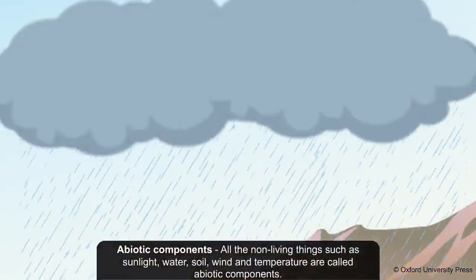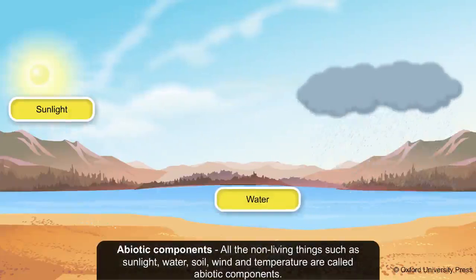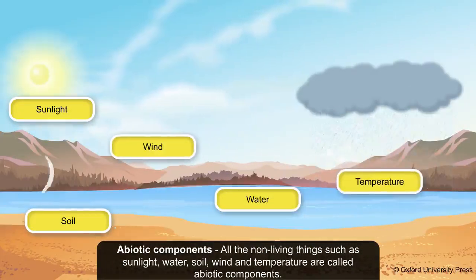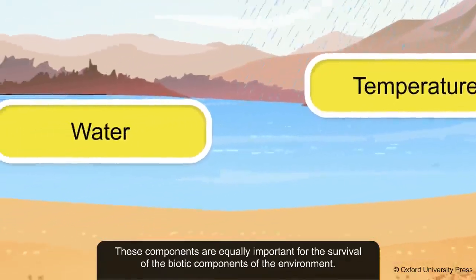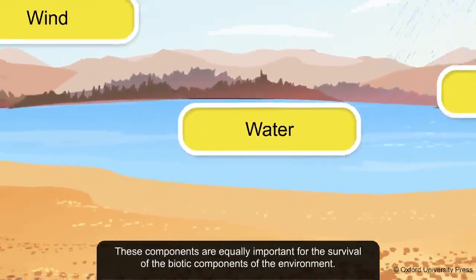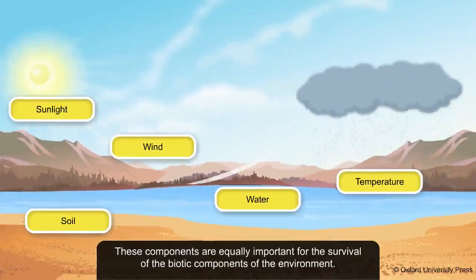Now let us see the abiotic components of the environment. All the non-living things such as sunlight, water, soil, wind, and temperature are called abiotic components. These components are equally important for the survival of the biotic components of the environment.